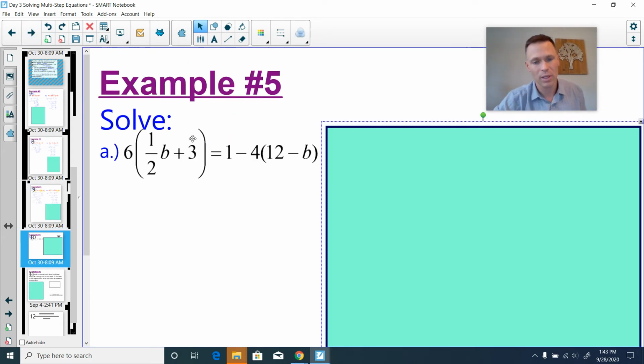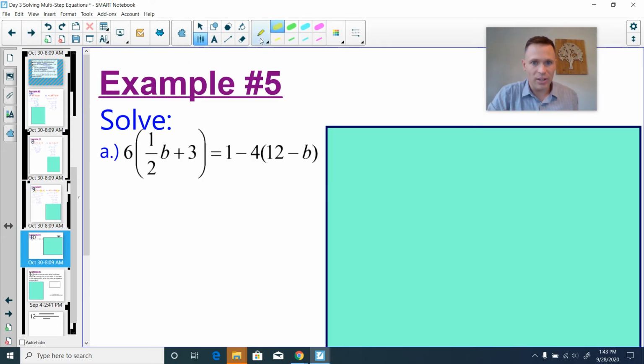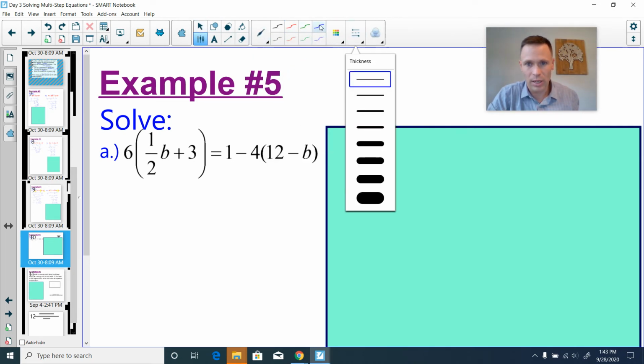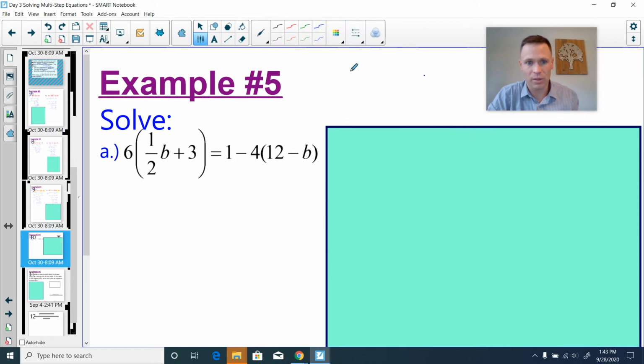All right, next problem here. So this one has got some fractions involved. Fractions are friends because they're like math vitamins. They help us grow, right? So let's talk about this one. I have 2 instances of the distributive property here. So I'm going to distribute the 6, and I'm going to distribute this negative 4. Remember, I'm changing that so I get it correct. I'm also going to change this to add the opposite as well. So 6 times 1/2 b, so it's like, what's half of 6? That's 3b. And then 6 times 3 is 18.